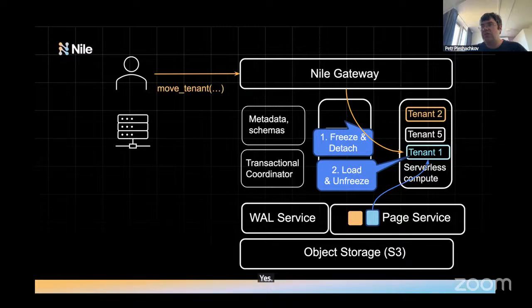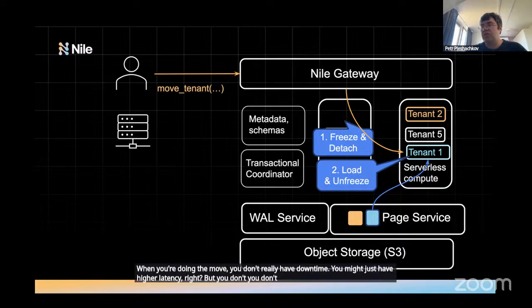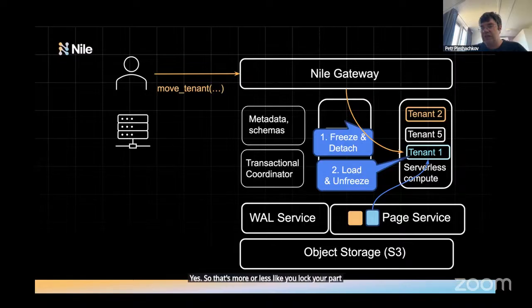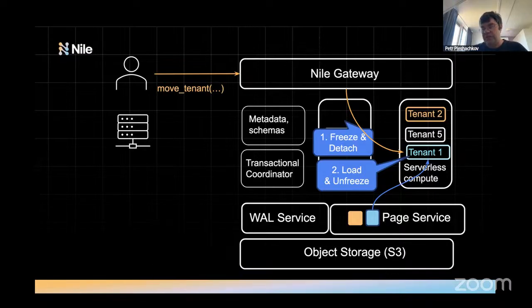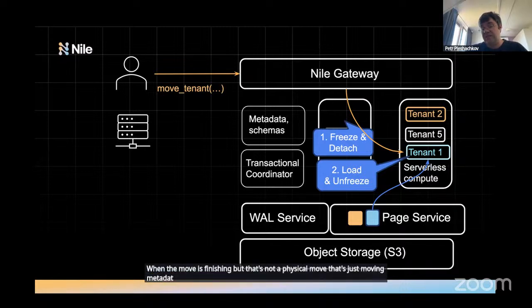Yes, so that's more or less like you lock your partition table, and then you move it, and well, you unlock it. So that's a magic inside of the Nile gateway that will redirect that request to the new destination when the move is finishing. But that's not a physical move. That's just moving metadata, and the real data are still on the same page server. So it should be instant.